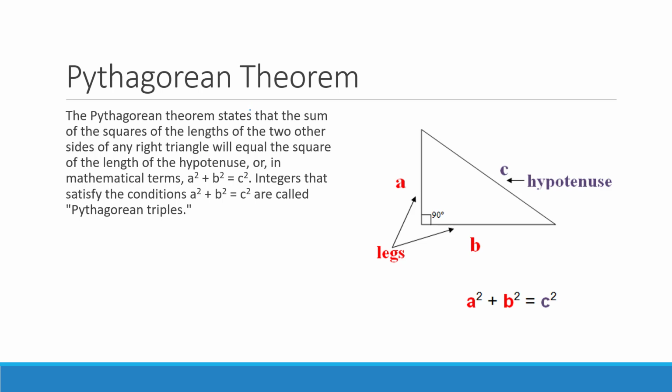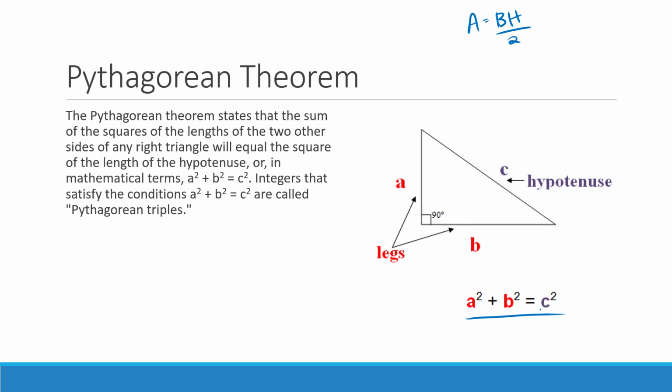Another concept that you're going to need to know for the geometry unit is the Pythagorean theorem. It's probably one of the most famous formulas found in all of mathematics, which is a squared plus b squared equals c squared. The Pythagorean theorem is used to find the side lengths of a right triangle. Do not get this confused with the area formula. Area is used to find the inside space of a shape. The area of a triangle is base times height divided by 2.